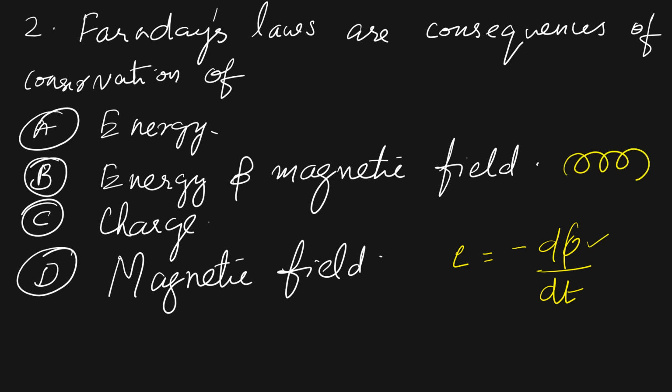That is, when the magnetic flux linked with the coil changes, an EMF is induced in it. How can we change the magnetic flux? Either by moving this coil or by moving a magnet beside the coil. So here mechanical energy is converted into electrical energy. That means this is in accordance with the law of conservation of energy. So option A is the correct one.